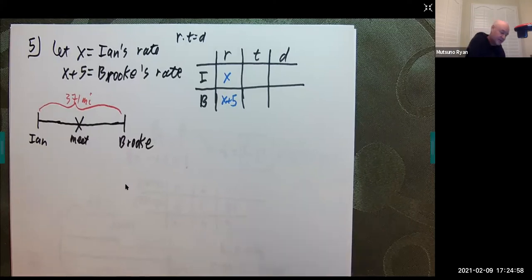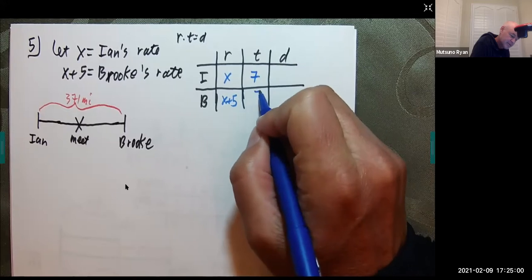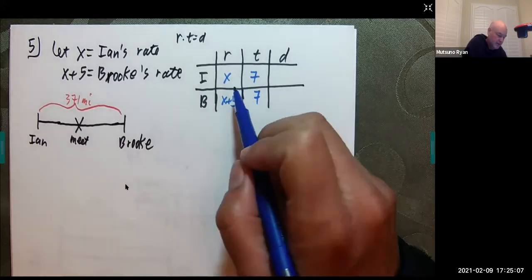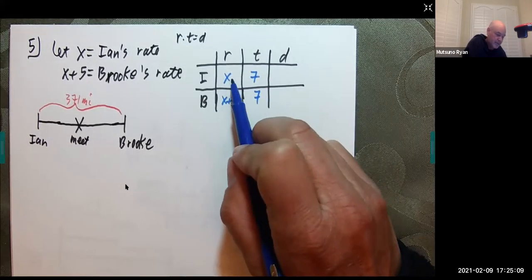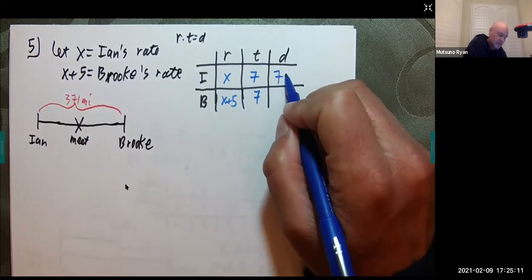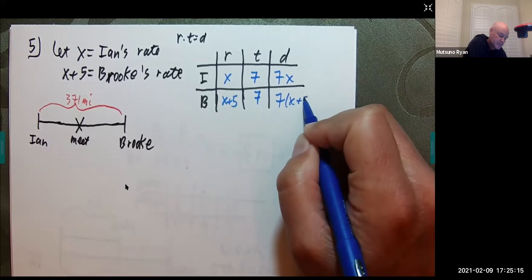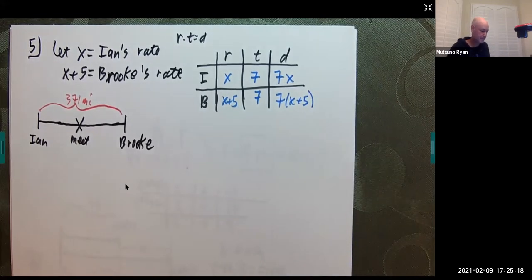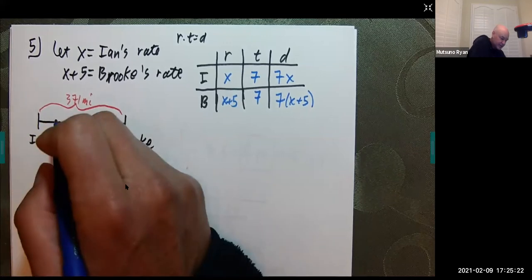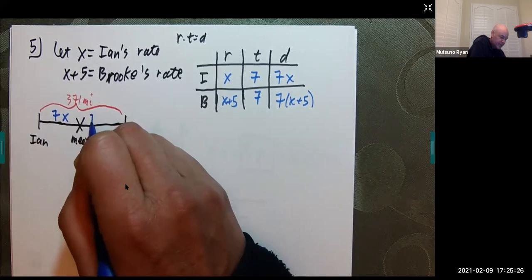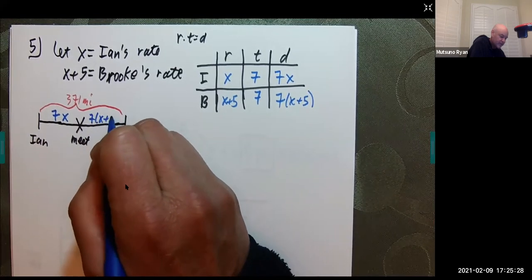It says that they meet after 7 hours. Now, I'm going to use my formula. Rate times time is distance. So to be clear, it looks like Ian goes a distance of 7x and Brooke goes a distance of 7 times x plus 5.